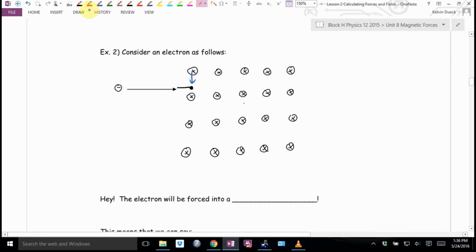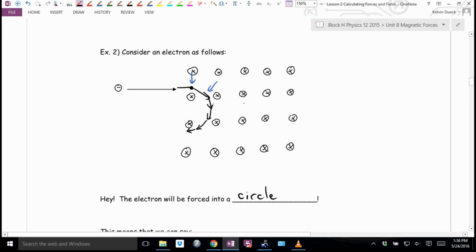Well, now it's going to experience a force this way. So it's going to get bent like that, and then bent like that, and then bent like that. In fact, it will be forced into a, what shape is that? Circle. By the way, this is why the Large Hadron Collider, this is why all those particle accelerators are circular, because the charge will want to move in a circle naturally.